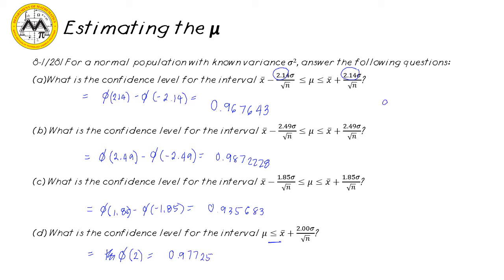So this is a 96.76% confidence interval. For the second one, 98.72% confidence interval. So for the next one, 93.57% confidence interval. And for the last one, the one-sided, 97.73% confidence interval.